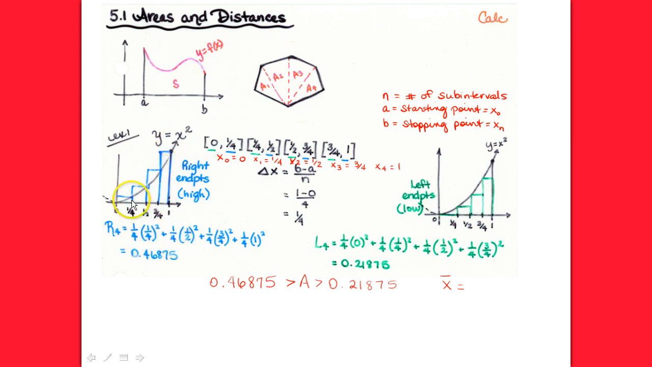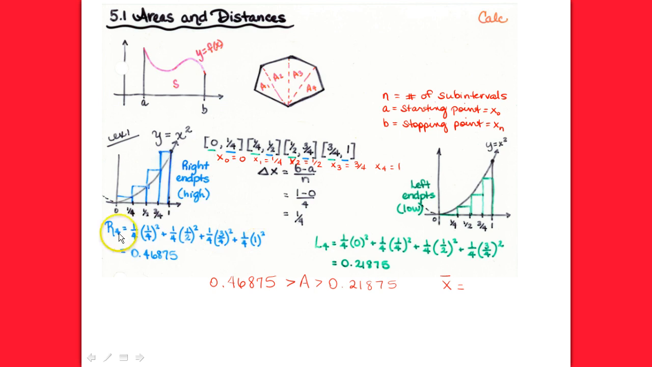Same idea here. When I'm looking at the second rectangle and trying to figure out its area, its base would be the change in x, and its height would be found by taking the x value of the right-hand side, 1/2. I'm going to take that 1/2 and plug it into that function to figure out what y is, so 1/2 squared. So again, you're taking the right-hand side of each interval, 1/4, 1/2, 3/4, 1, and that tells you what values to plug in down here, 1/4, 1/2, 3/4, 1.